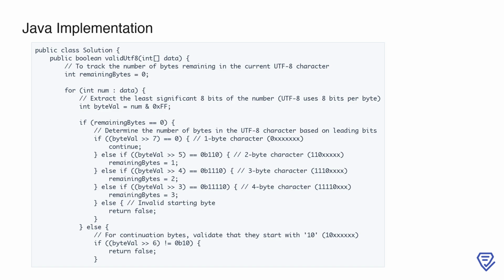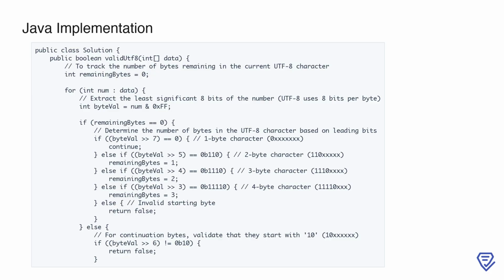Here we have the Java implementation for validating UTF-8 encoding. We start by defining a class called Solution with a method validUtf8 that takes an array of integers, data, as input. The first step is to initialize a variable remainingBytes to 0, which will help us track how many continuation bytes are expected for the current UTF-8 character. Then, we iterate through each number in the data array.